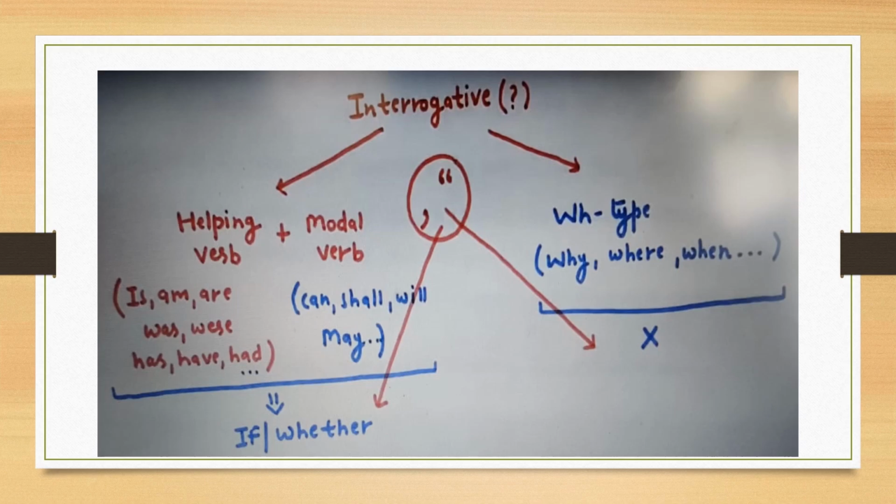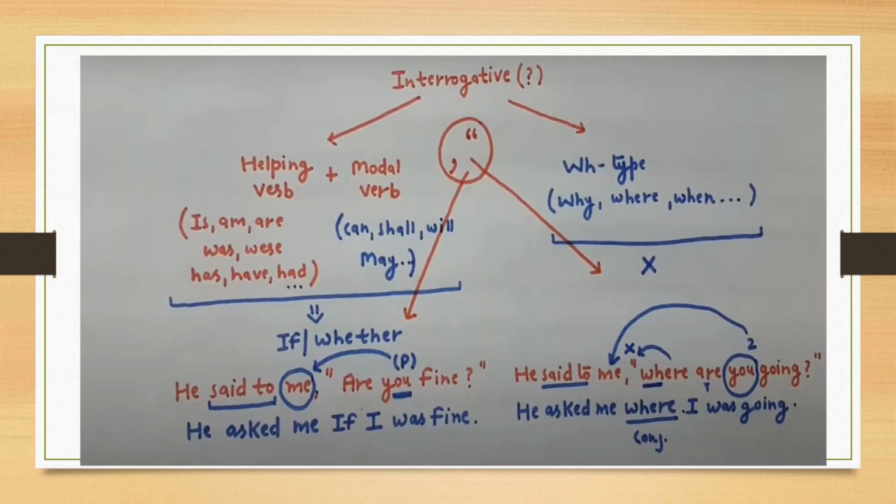Okay, what is an interrogative sentence? As you can see from the picture, I have divided interrogative into two parts. One represents the helping verb plus the modal verb, and the second represents the WH type question. Now we all know what the helping verbs are: is, am, are, was, were, has, have, and had. They are known as the helping verbs. And the modal verbs: can, shall, will, may, etc.